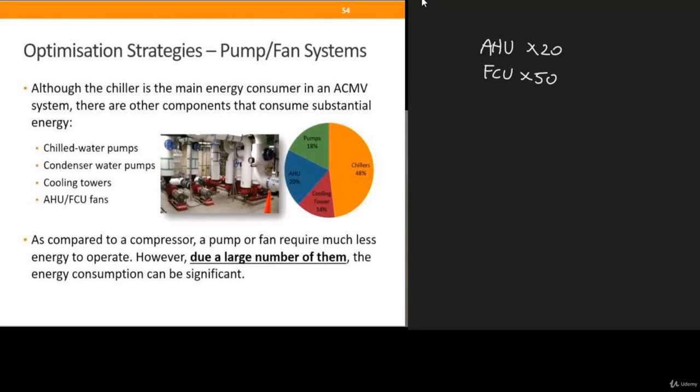And for chilled water pumps, let's say you have one chiller, you may have one chilled water pump and one condenser water pump. And for cooling towers, sometimes one chiller is paired with two cooling towers. So when all this adds up together, it is quite significant. It contributes to the other 50% of your energy consumption.